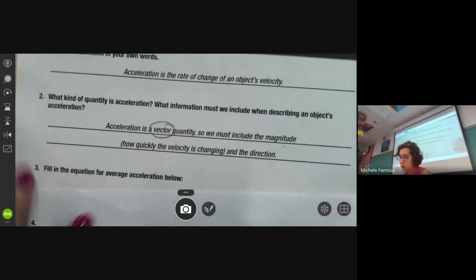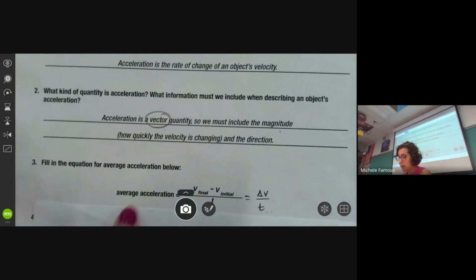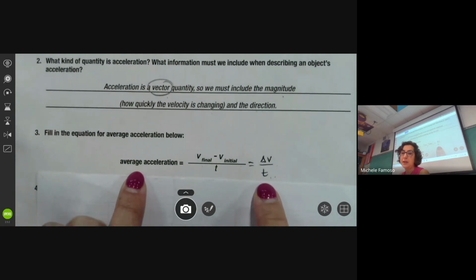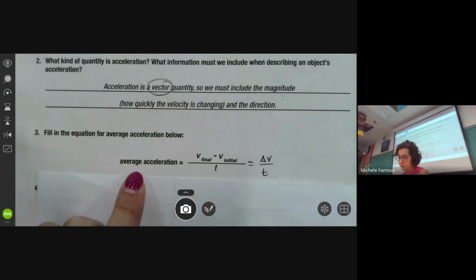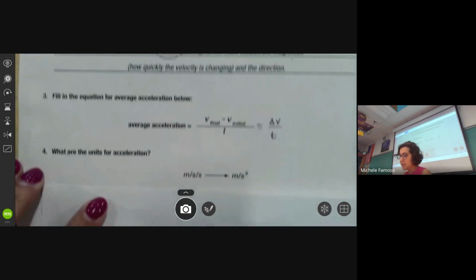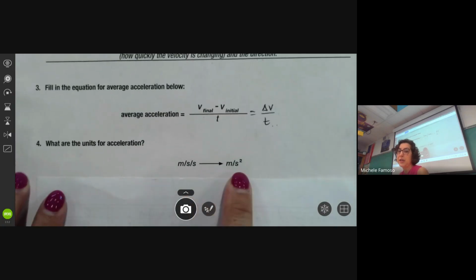Number 3, what's the equation for average acceleration? Acceleration is change in velocity over time, or VF minus VI over T. Number 4, the units for acceleration are either meters per second or meter per second squared.